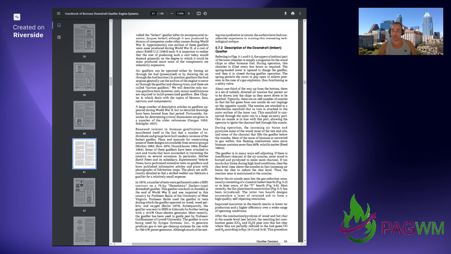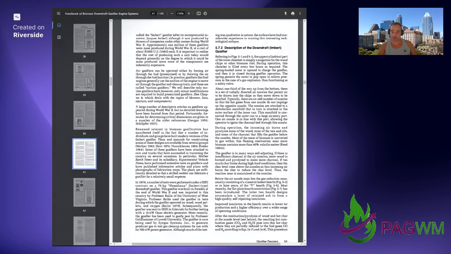If there is insufficient charcoal at the air nozzles, more wood is burned and pyrolyzed to make more charcoal. If too much char forms during high load conditions, then the char level rises to the nozzle, so that the incoming air burns the char to reduce the char level. Thus, the reaction zone is maintained at the nozzles.